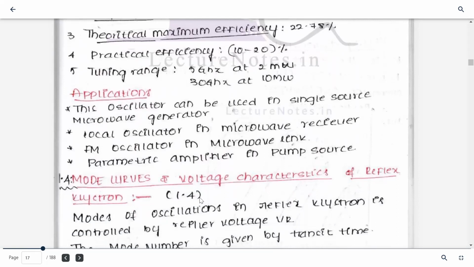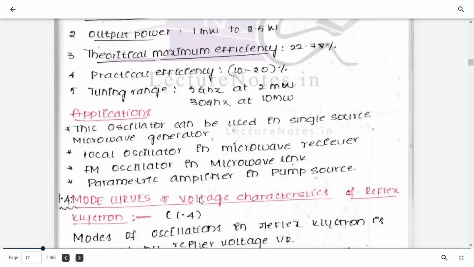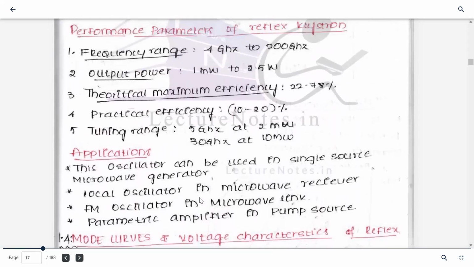And the applications of the reflex klystron are: these oscillators can be used in single source microwave generators, as local oscillators in microwave receivers, and as an FM oscillator in a microwave link.